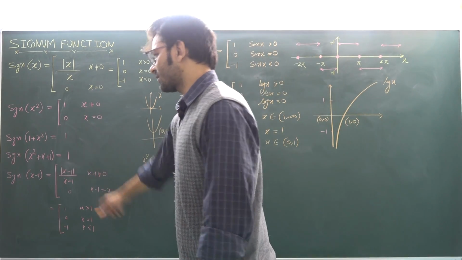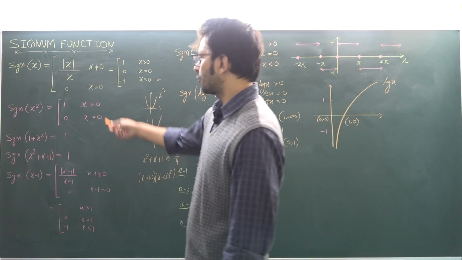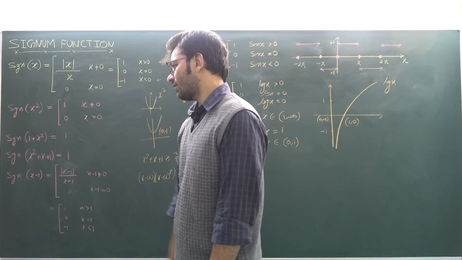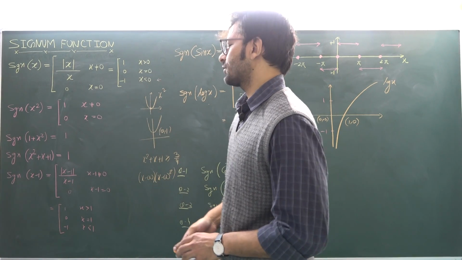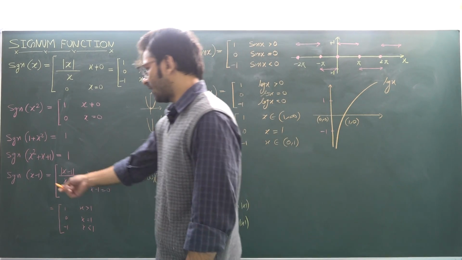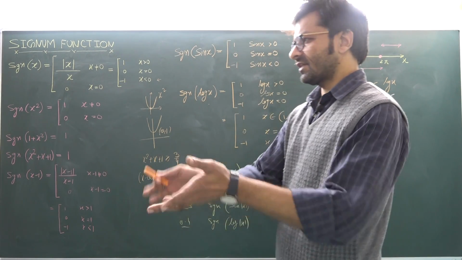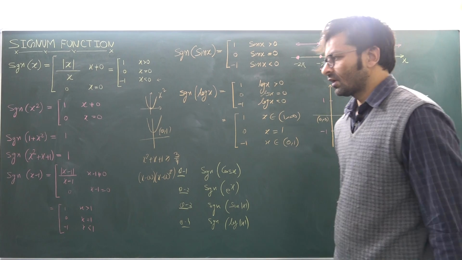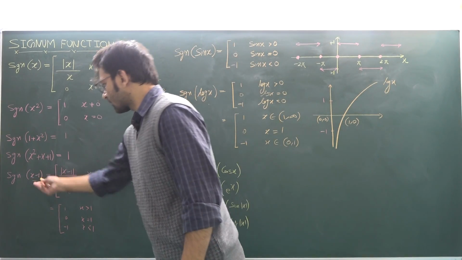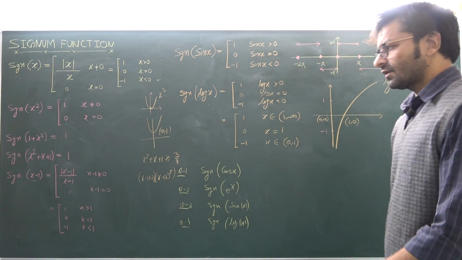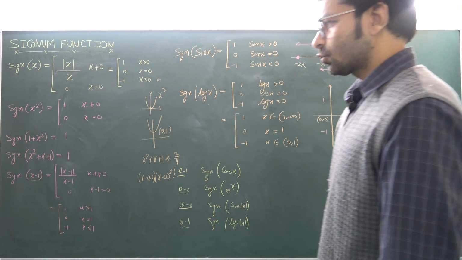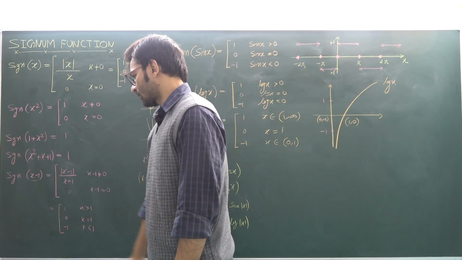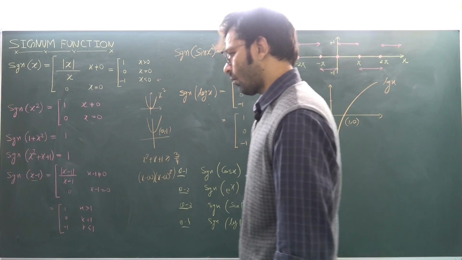Suppose Signum of x minus 1. You can do it in a very proper way if you are not confident enough to deal with this situation right now. If x minus 1 is positive, which means x is greater than 1, Signum will return 1. If x equals 1, then 0, otherwise minus 1.